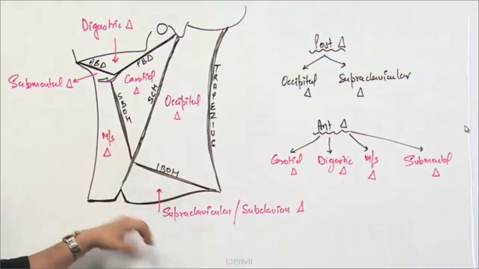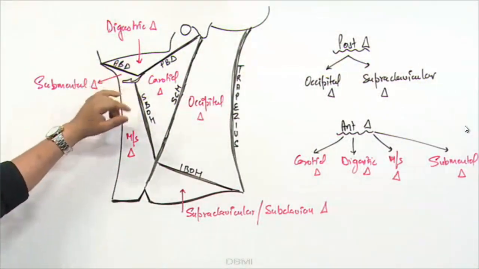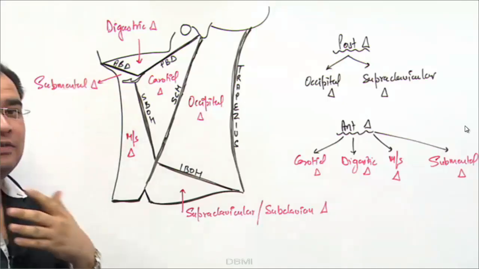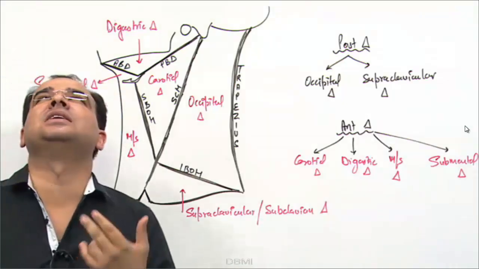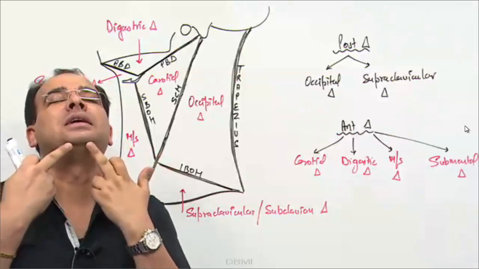We have occipital, supraclavicular, carotid triangle, muscular triangle, digastric triangle, and half of submental triangle when you see it from the side. Submental triangle can be seen like this. This is complete submental triangle between the two bellies of digastric.